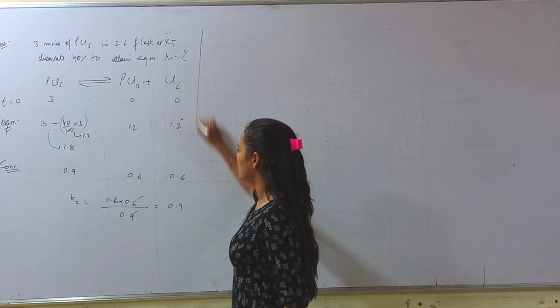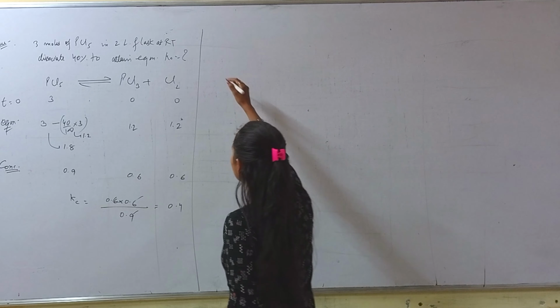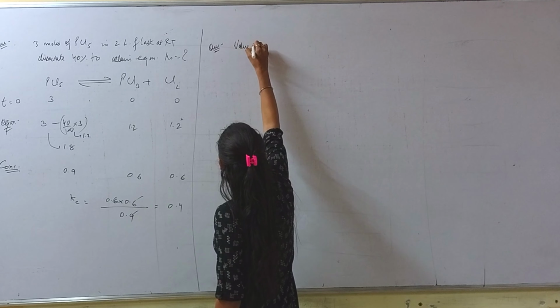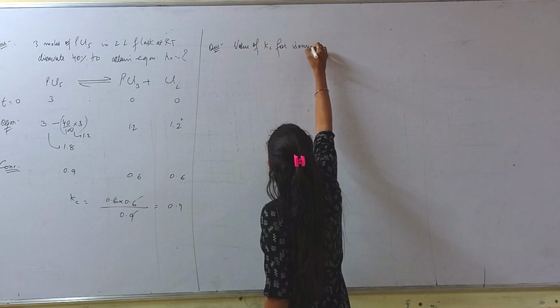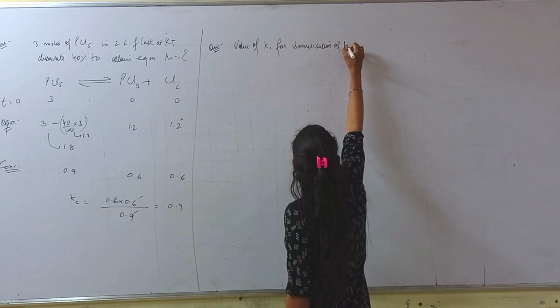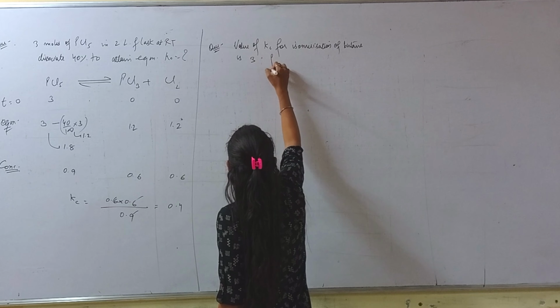Right? Okay. Next question. See, the next question: the value of Kc for the isomerization of butane is 3.